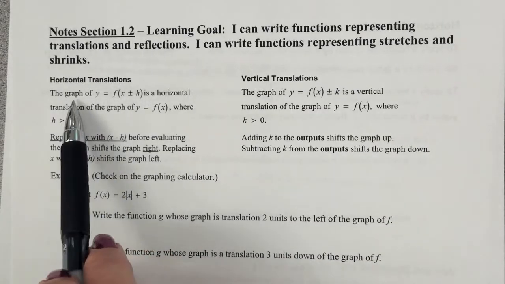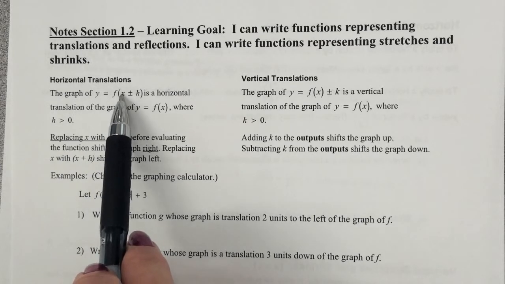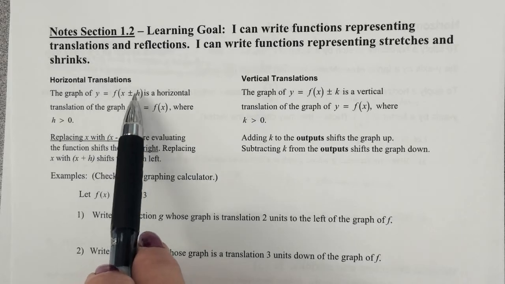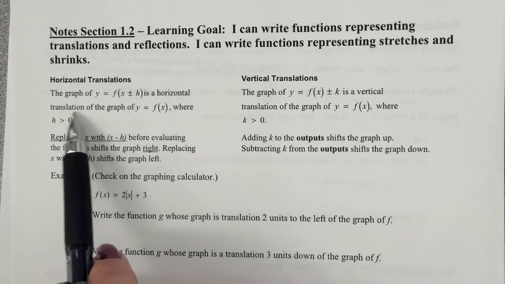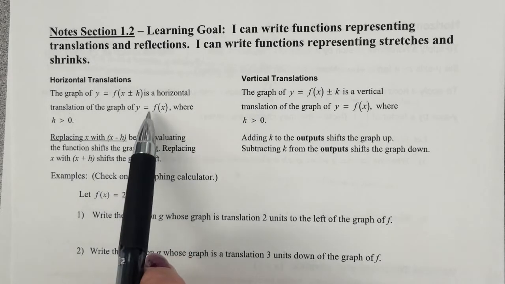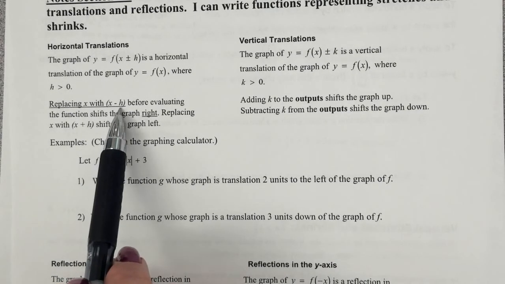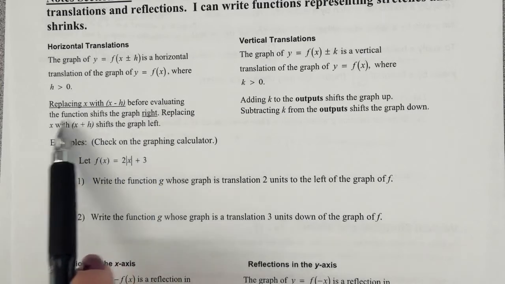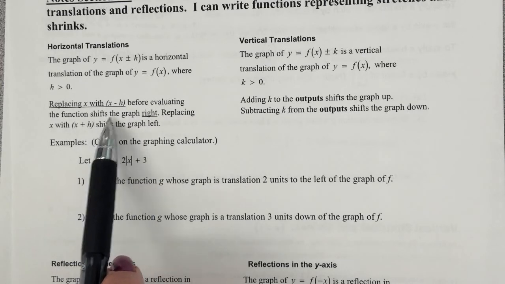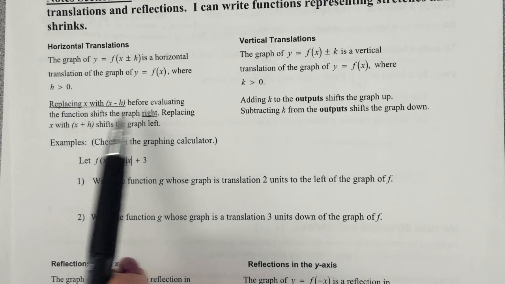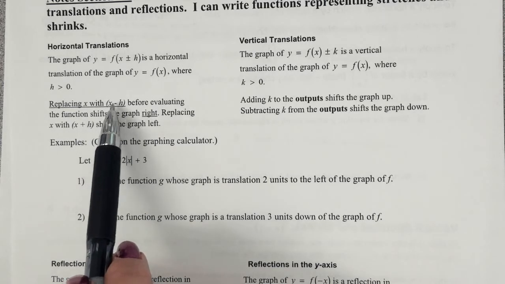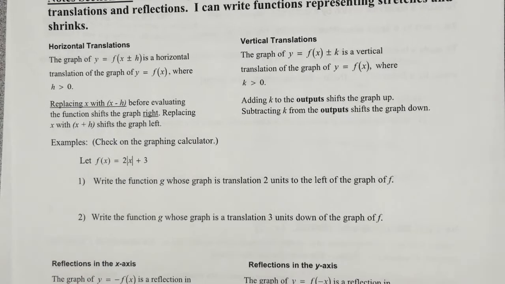Horizontal translation. If you have a function and you replace the x with either x plus h or x minus h, that's going to be a horizontal translation of the graph. If we replace x with x minus h before evaluating the function, that's going to shift the graph to the right. So replacing x with x minus h moves it to the right.